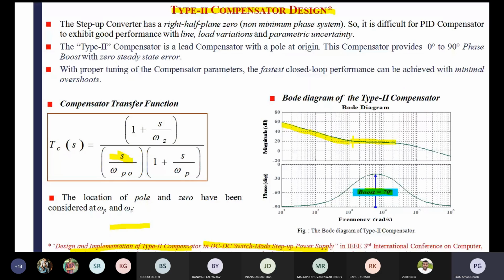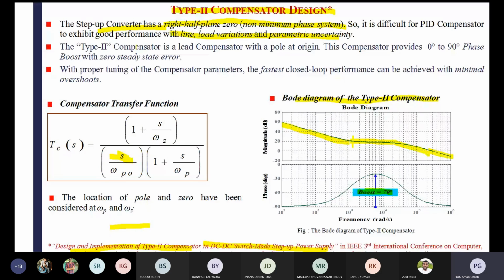Okay, phase plot. So here, in the step-up converter there is a right half plane zero, that is a non-minimum phase system, so it is difficult for a PID compensator to exhibit good performance with line, load variations and parametric uncertainty. That's why you are using the type 2 compensator, it's a lead compensator with a pole at origin. So it provides the fastest closed loop performance that can be achieved with minimal overshoot.